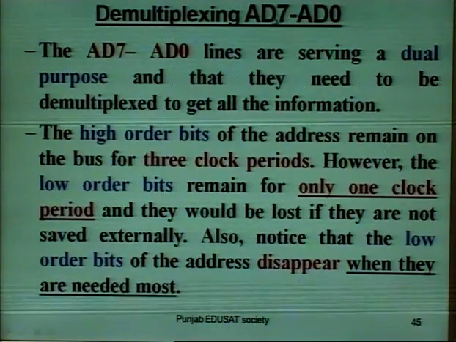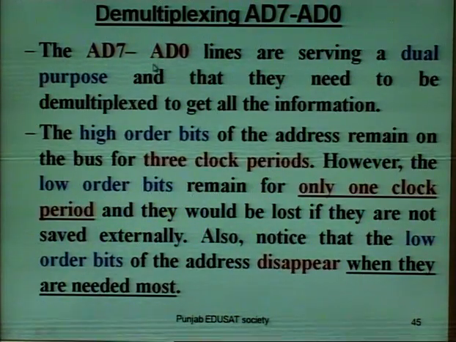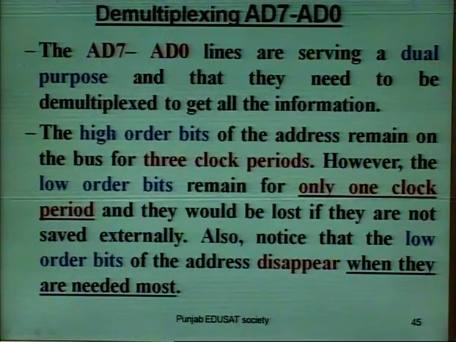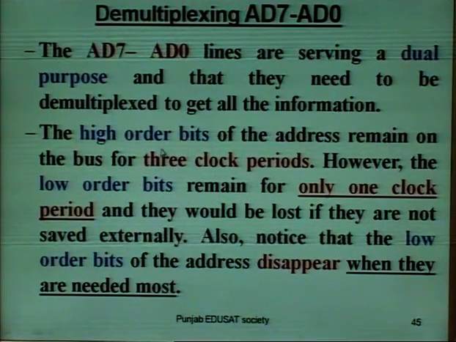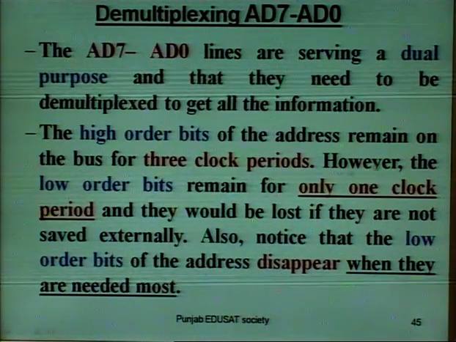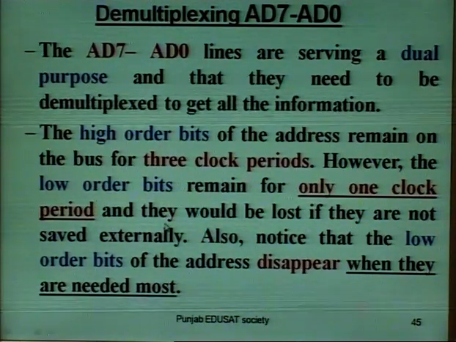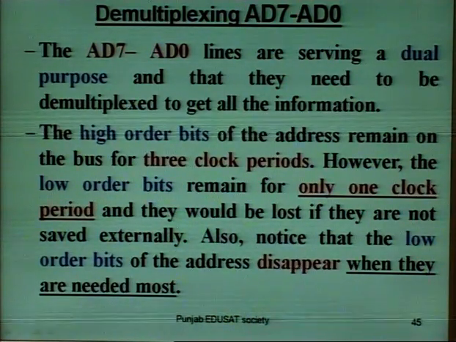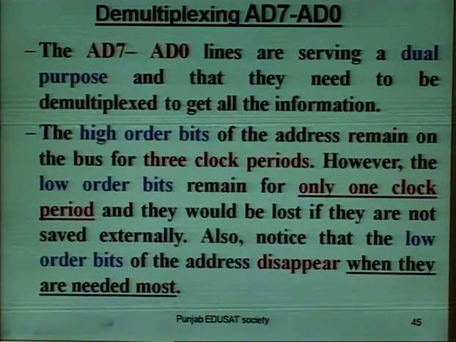Demultiplexing AD7 to AD0. The low order address bus AD0 to AD7 lines are serving a dual purpose, and they need to be demultiplexed to get all the information all the time. The high order bits of address remain on the bus for 3 clock periods. However, the low order bits remain for only 1 clock period, and they would be lost if they are not saved externally. Also notice that the low order bits of the address disappear when they are needed most.